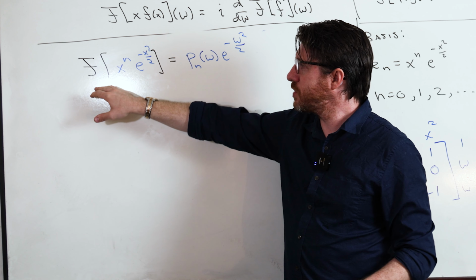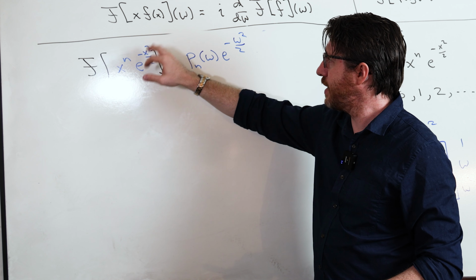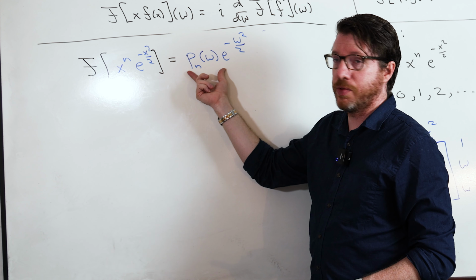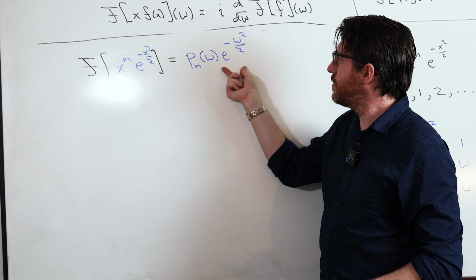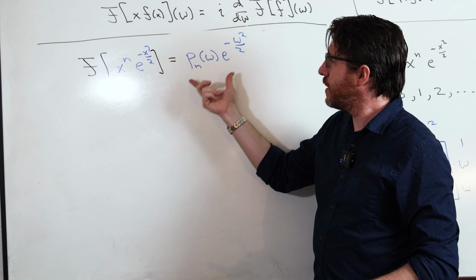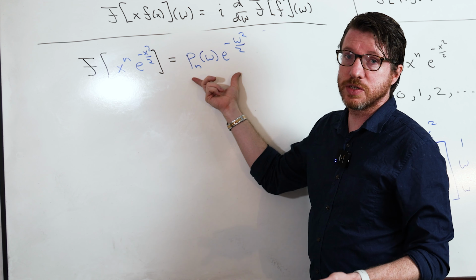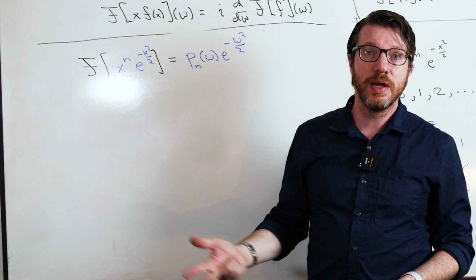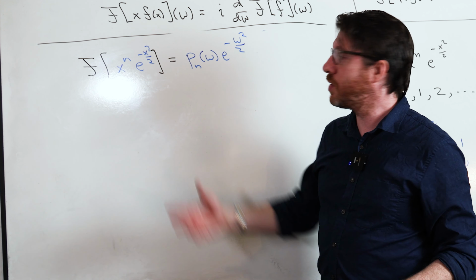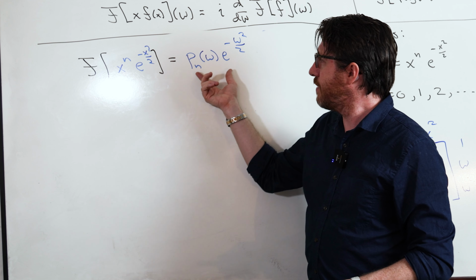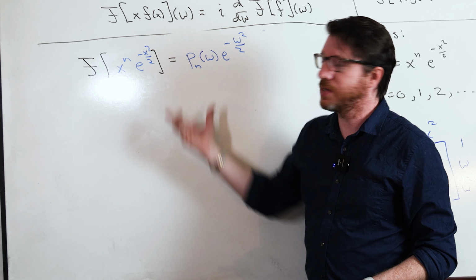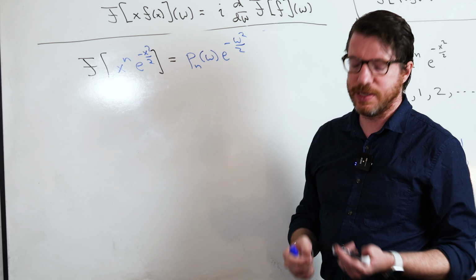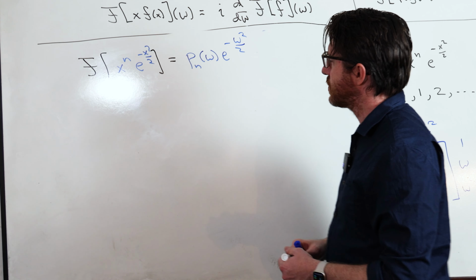All right, so we'll say the Fourier transform of x to the n times e to the minus x squared over 2 is equal to some polynomial with regards to w times e to the minus w squared over 2. Now we know this inductively, this works because we've seen this for the cases of n equals 0, 1, and 2. And so now we're just going to show that when you start with a polynomial times Gaussian, it's always going to give you another polynomial times Gaussian, and then that's going to give us the answers that we want. So let's take a look.